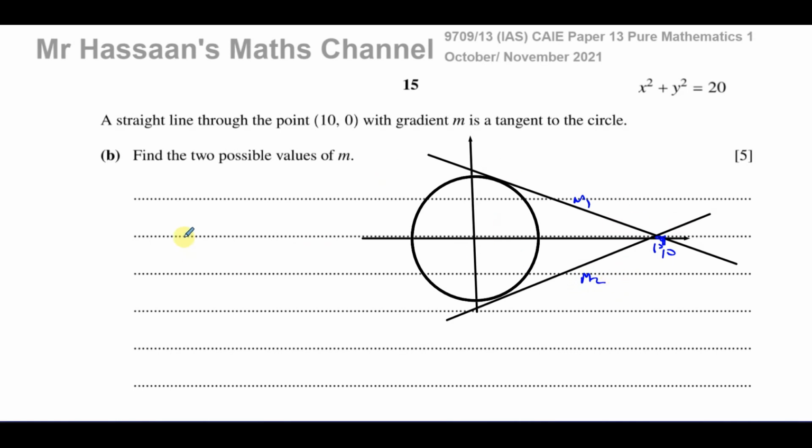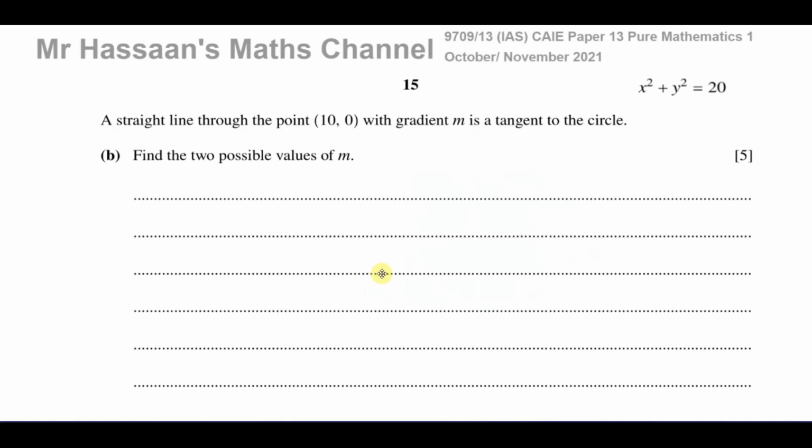Now I'm going to do the algebraic method first, and then I'm going to show you how to use this diagram, a very visual kind of graphical method of doing it. Okay, which will be, I think, easier. But I'll show you the standard way which most people would answer this question. So we want to find where the line which passes through the point 10, 0, it's a straight line, which has a gradient of m, is a tangent to this circle.